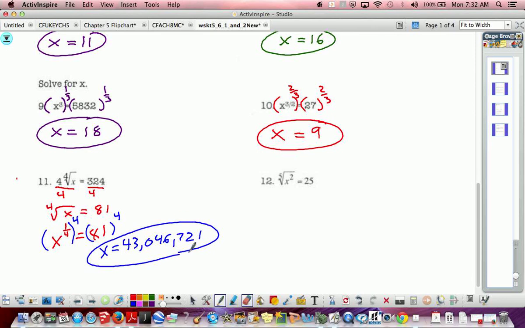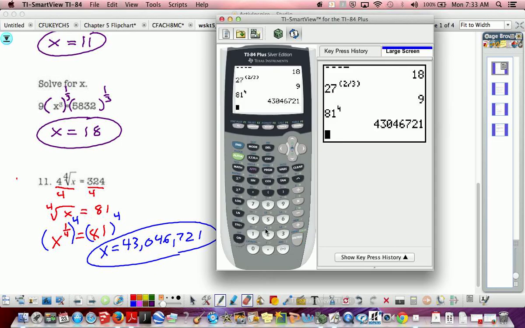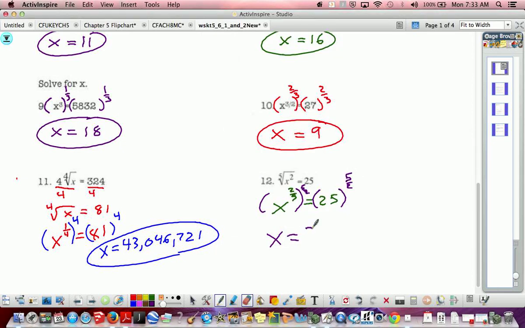All right, on the last one on this page, got to change it to a fractional exponent. So remember, numerator, denominator. So x to the 2/5 equals 25. So now we want to raise this to the 5/2 power. Raise this to the 5/2 power. So x equals, so on your calculator you go 25 raised to the 5 divided by 2 power. And we get 3125.